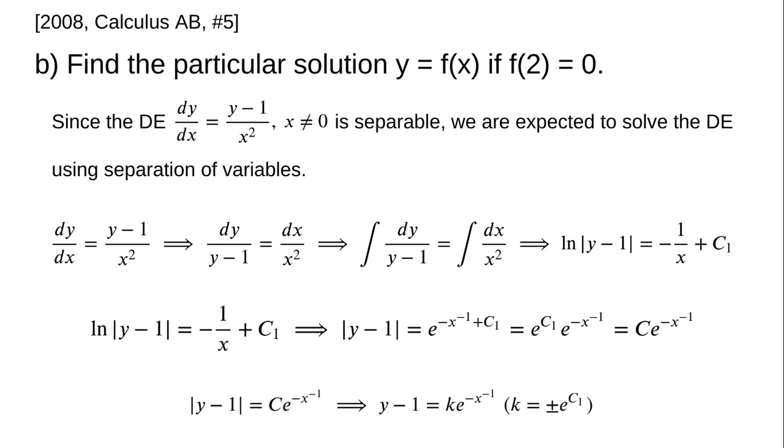Now, because we know that f of 2 equals 0, we can drop the absolute value here. So y minus 1 is going to equal k times e to the negative x to the minus 1, assuming that k is whichever one of those it needs to be, either the plus or minus version. At this point, we don't really know which one it needs to be, but if we allow for the possibility that it could be either one, we can specify that later.